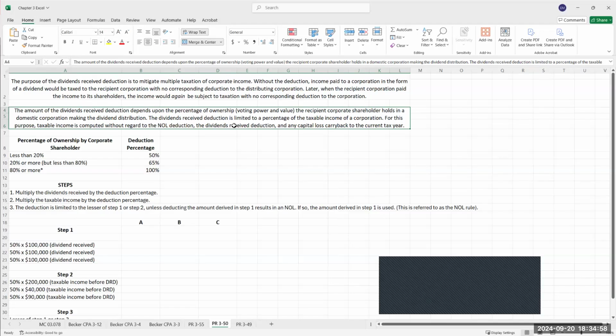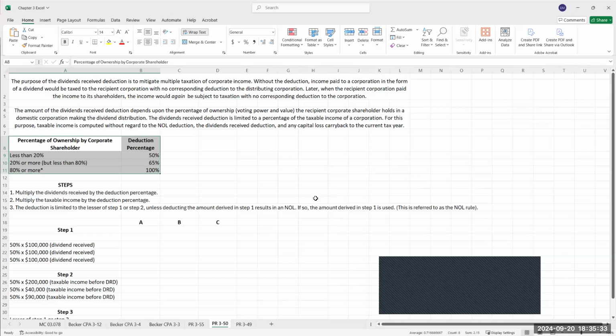The amount of the dividends received deduction depends on a percentage of ownership, which entails the voting power and the value that the recipient corporate shareholder holds in the domestic corporation that's making the dividend distribution. The dividends received deduction is limited to a percentage of the taxable income of a corporation. For this purpose, taxable income is computed without regard to the annual deduction, the dividends received deduction, and any capital loss carried back to the current year. So this is essentially how we determine how much is deductible.